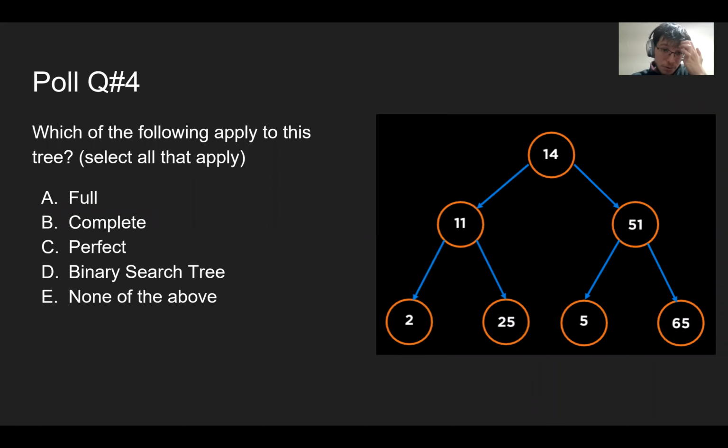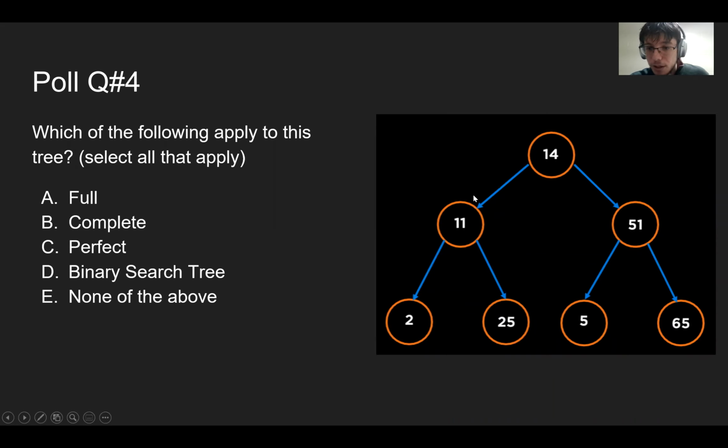Okay, so how about this one? Hopefully it should be kind of clear that this is based on these examples, right? This is perfect, right? And it's perfect because at the bottom we have every layer filled completely. So it's perfect. And if it's perfect, we know it's complete and full. The other way around, we don't know. Well, if it's perfect, we know it's both full and complete.